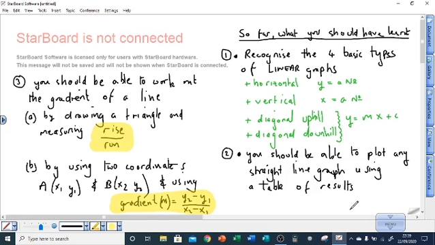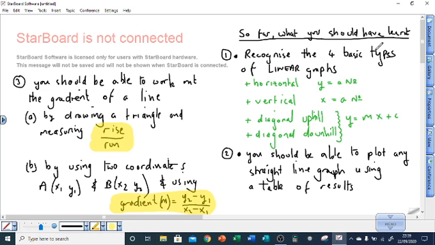Okay, so far, what you should have learnt, as I've listed here, is number one, you should recognize the four basic types of linear graph, straight line graph. We talked about the horizontal types. That's where y equals a number. So y equals 7 is a horizontal line going through at 7 on the y-axis.